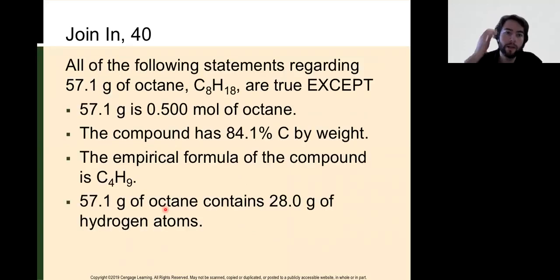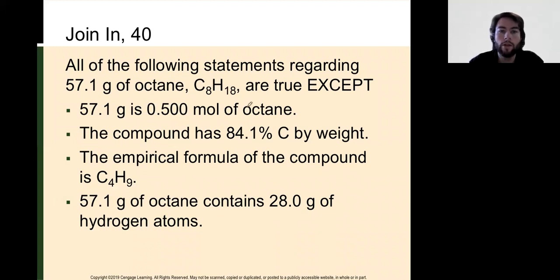So the next one is: all of the following statements regarding 57.1 grams of octane, C8H18, are true except for which one? Take a moment to read them, and then 5 or 10 seconds for the answers, and pause if you need more time. You can always take more time. Okay, so we're going to answer it very soon. Answer coming soon.